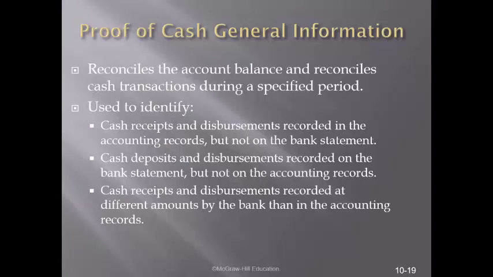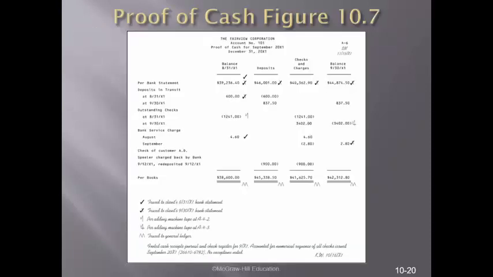Specifically, the technique is used to identify cash receipts and disbursements recorded in the accounting records but not on the bank statement, cash deposits and disbursements recorded on the bank statement but not in the accounting records, and cash receipts and disbursements recorded at different amounts by the bank than in the accounting records. This is an example of a proof of cash.